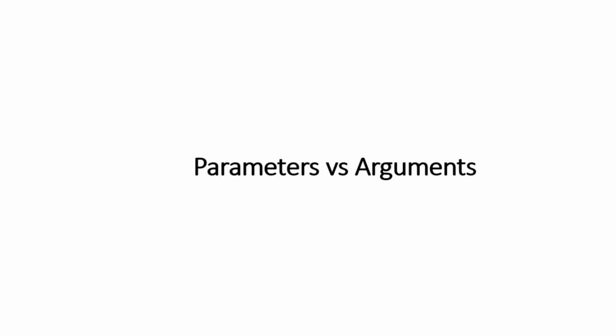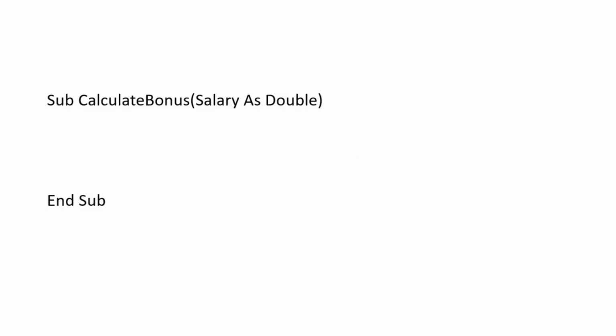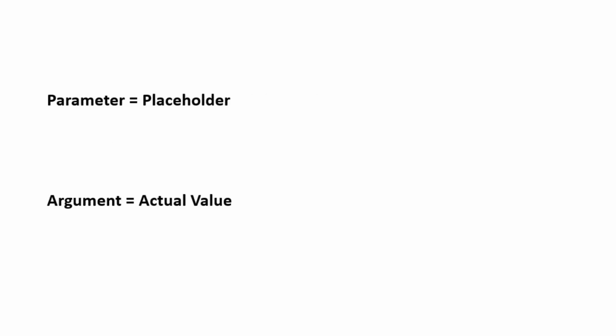What is the difference between parameters and arguments? Let me make this crystal clear. Supposing we have this sub CalculateBonus(Salary As Double), End Sub. In between the sub, we would then write CalculateBonus 5000. Inside the brackets, we have Salary As Double. This is the parameter. Now we can call CalculateBonus 5000 here, and 5000 is the argument. A simple way to remember this is parameter as a placeholder and argument as an actual value.